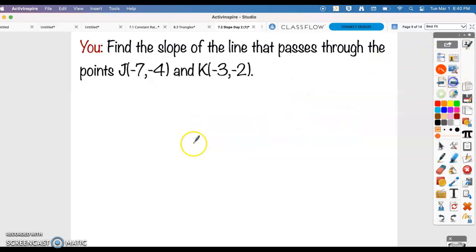Okay. Another one of these. So again, x1, y1, x2, y2. M is equal to y2 minus y1 over x2 minus x1.